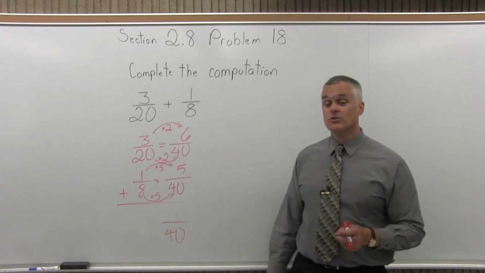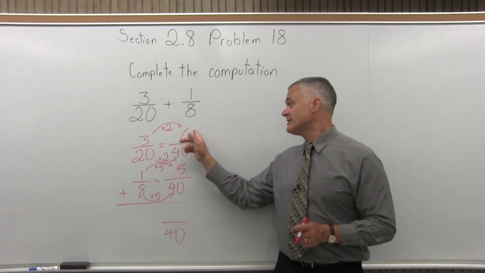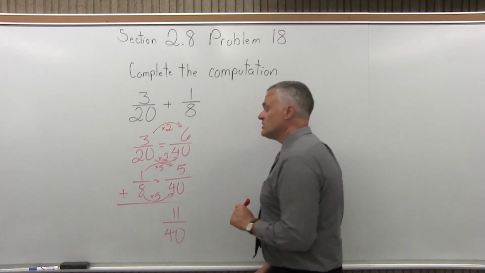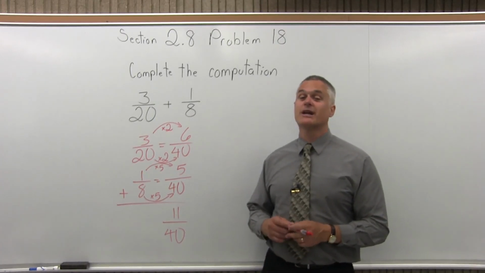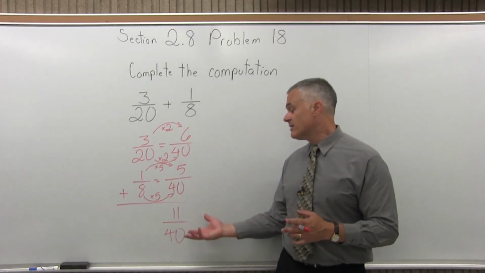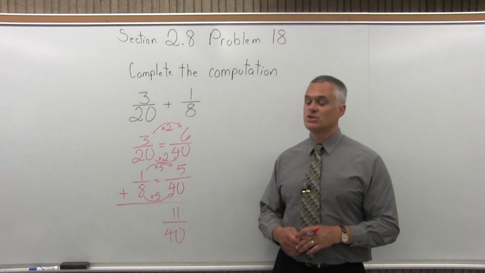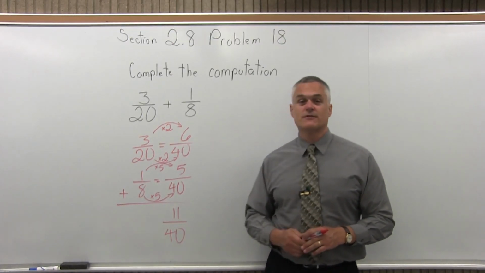And I can combine the numerators. This is an addition, so I'll add 6 plus 5 more. 6 plus 5 more is 11. So I got 11 over 40. And you should check, can I reduce 11 over 40? Are there any numbers that divide into both 11 and 40 evenly? And the answer is no. So 11 over 40 is the final answer.